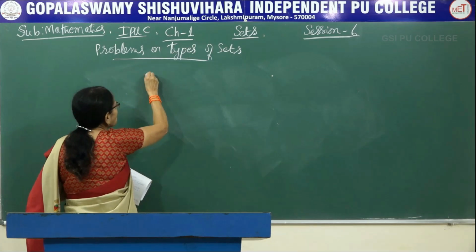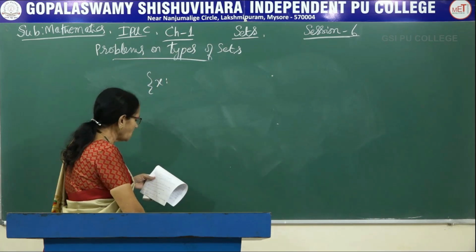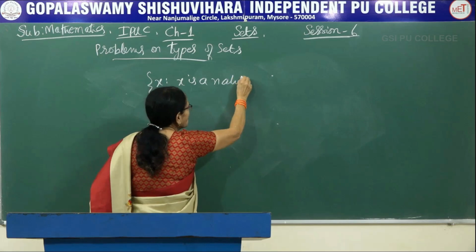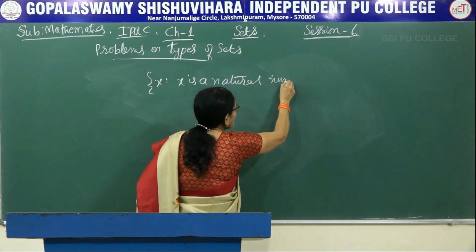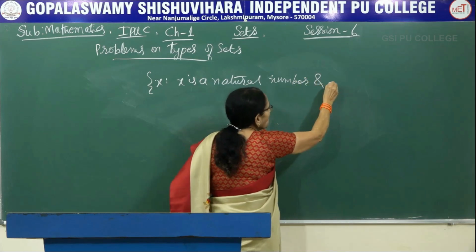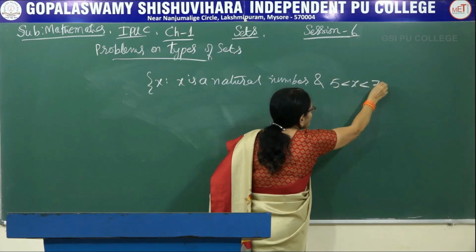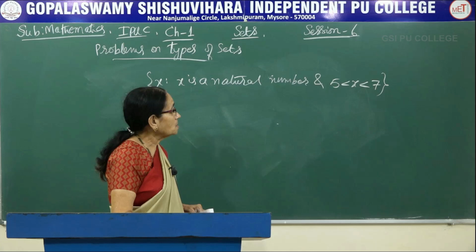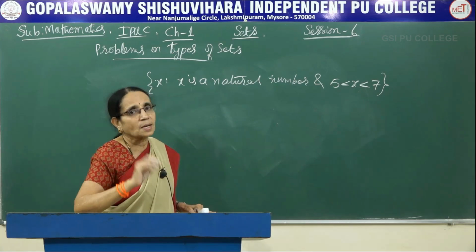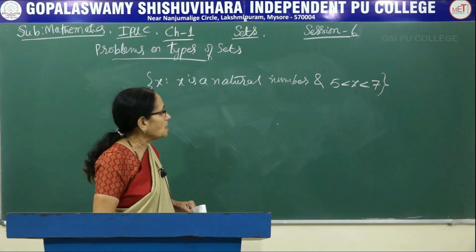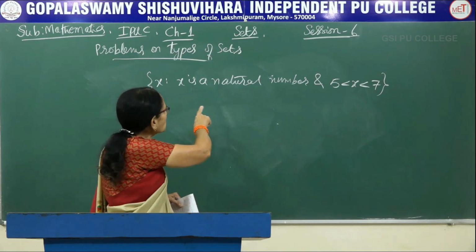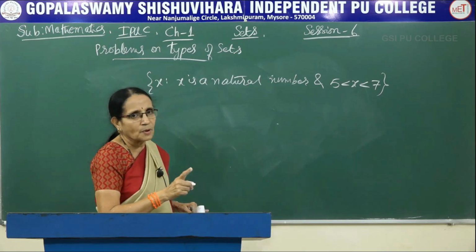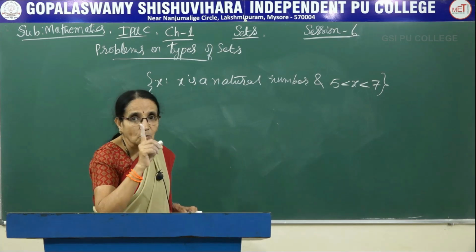It can be given in this standard form also. A set containing all x such that x is a natural number and 5 less than x less than 7. See, between 5 and 7 there exist infinite real numbers or rational numbers also. But between 5 and 7 we are discussing only the natural numbers. After 5 which number comes? 6 comes. So between 5 and 7 how many natural numbers are there? There is only one natural number.